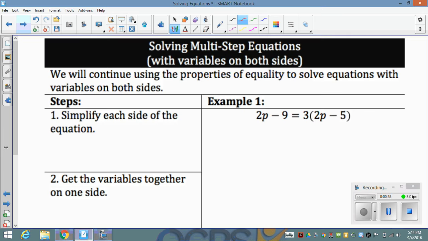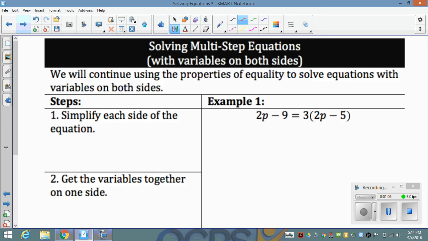So what we're going to be doing is still using the properties of equality, so our addition, subtraction, multiplication, and division to solve equations with variables on both sides. Now, our step 1 and our step 3 are the same as when we had just multi-step. First, we're going to simplify each side, and then our last step is to isolate the variable. In between, we have to make sure that we get the variables together on one side. We'll use inverse operations for that as well.